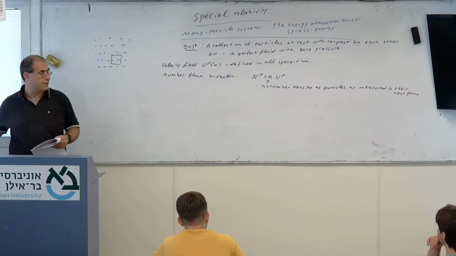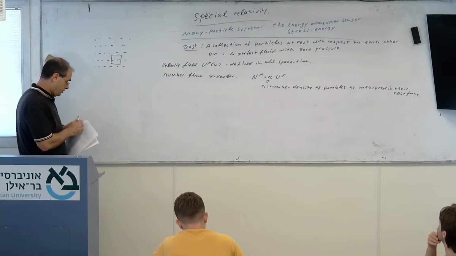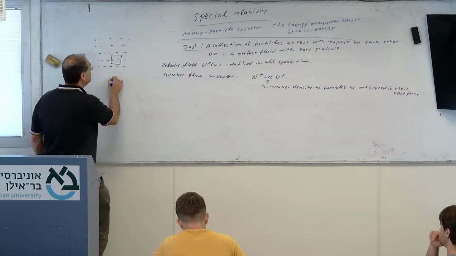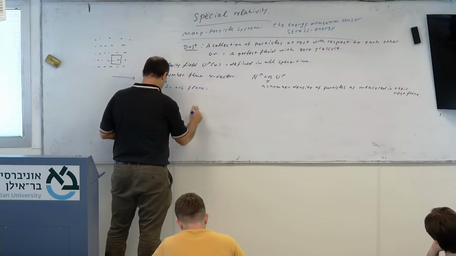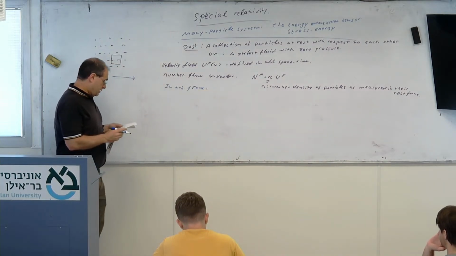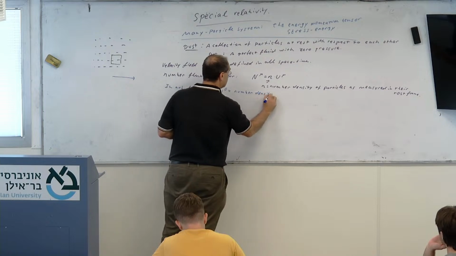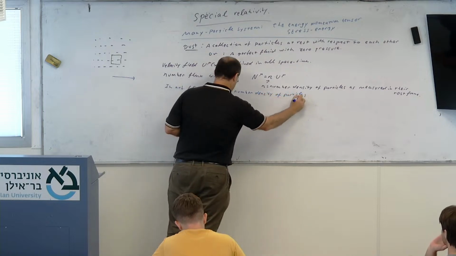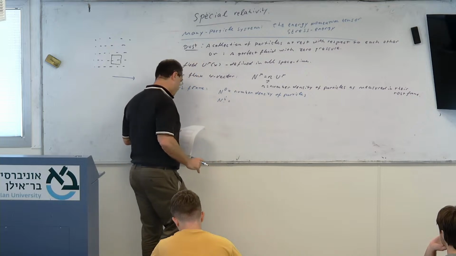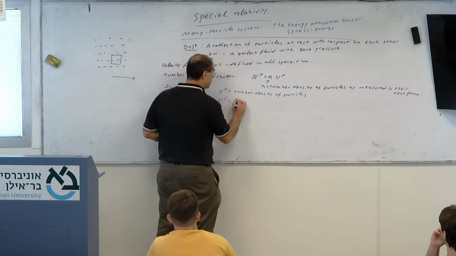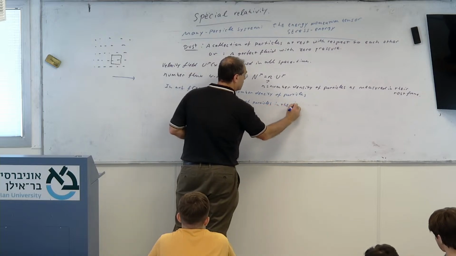So from now, this is in the rest frame. So now in any arbitrary frame, in any frame that is moving relative to that, let's say that n0 is the number density of particles, and n^i is the flux of particles in the x^i direction.